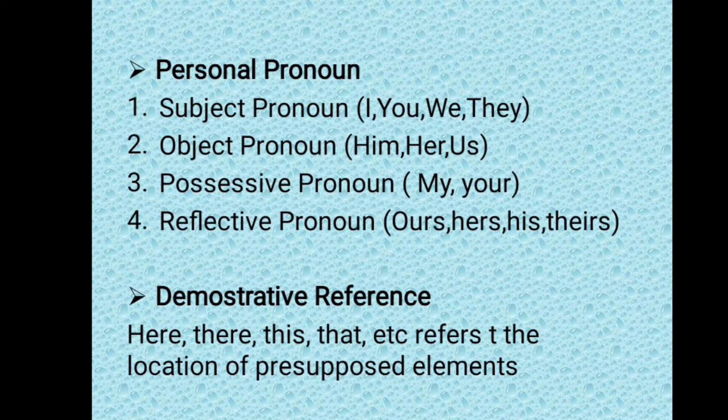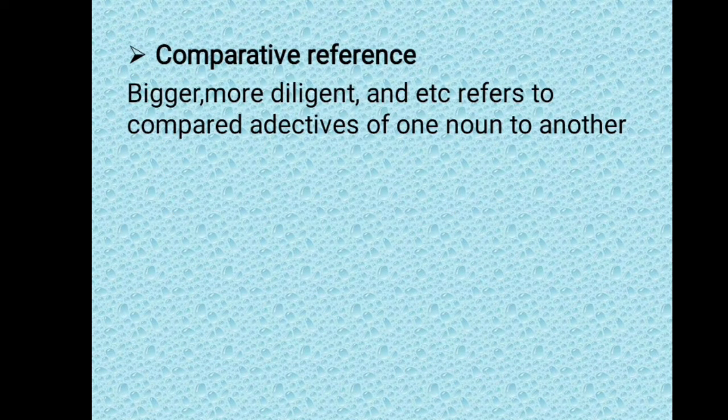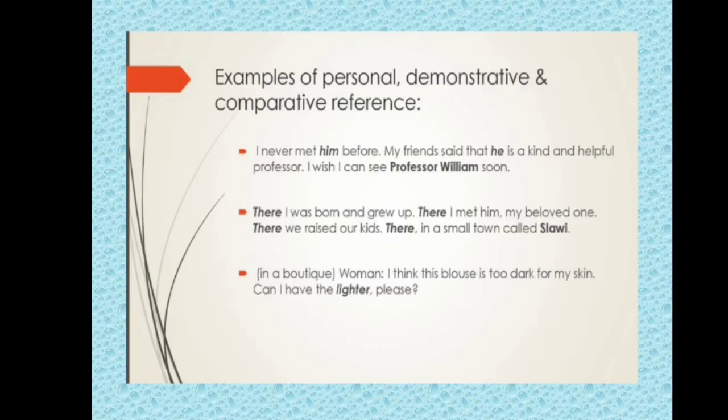And then demonstrative reference. Nah, di sini kita menggunakan here, there, this, that, and etc. It refers to the location of the proposed elements. And then comparative reference. It is like bigger, more diligent, and it refers to comparing the adjective of one noun to another. We're going to see examples of personal, demonstrative, and comparative reference.